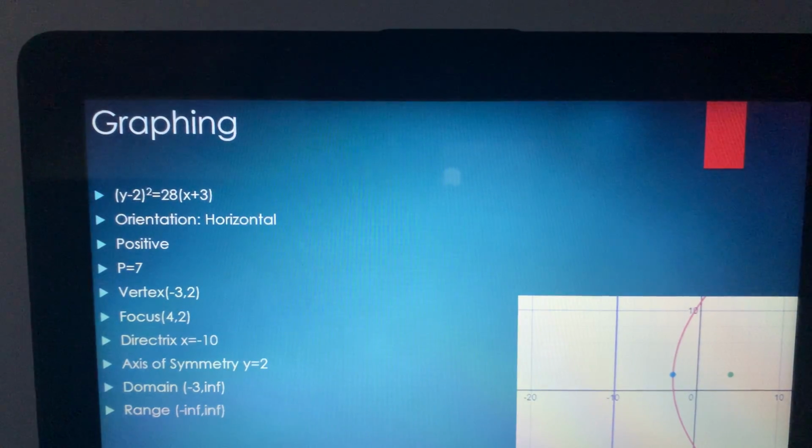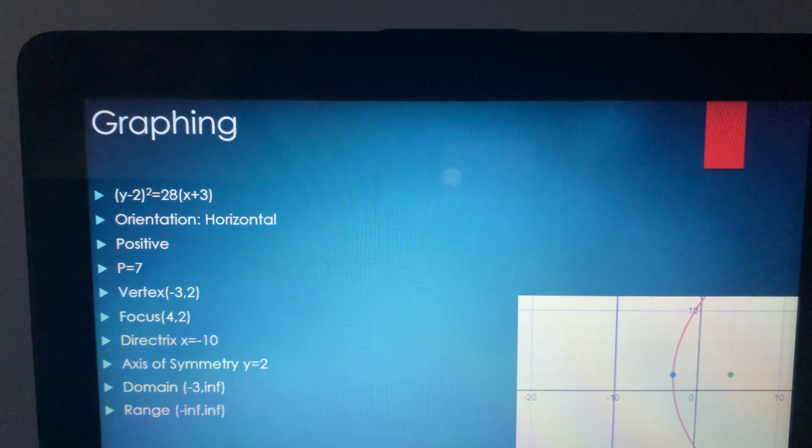So let's look at graphing. Now let's take this equation to a graph. We see (y minus 2) squared equals 28(x plus 3). So we already see the y minus 2 is squared, so we know it's horizontally oriented. And it's positive, so it's going to be opening up to the right. We see that it's 28, which is 4p, so p is 7. And we know it's y minus k, so k is 2, and h is negative 3. So for the vertex, you plot your first point at (negative 3, 2).